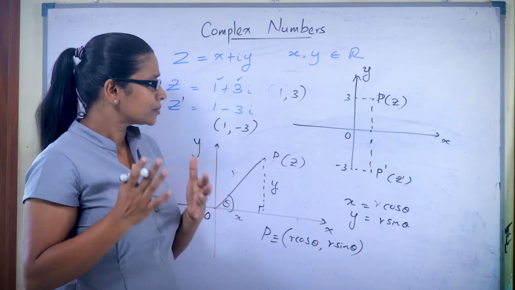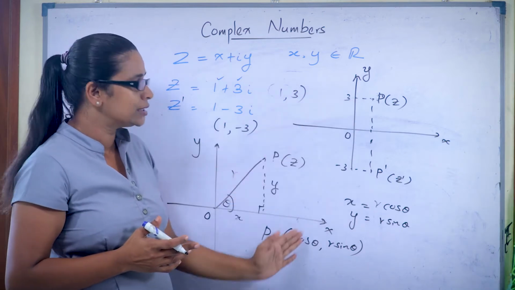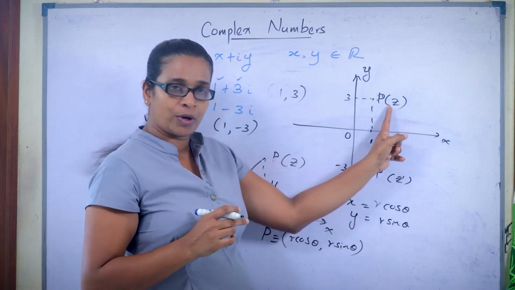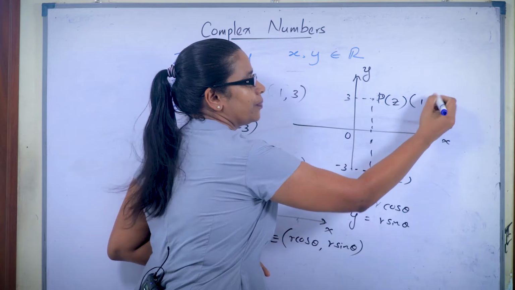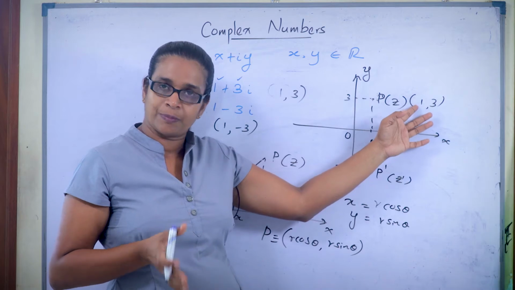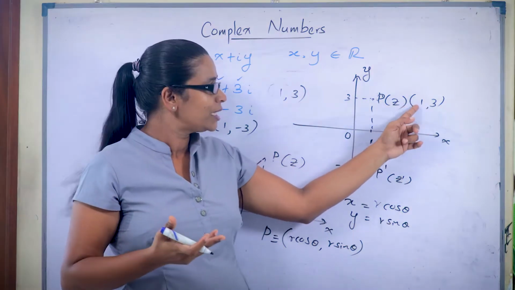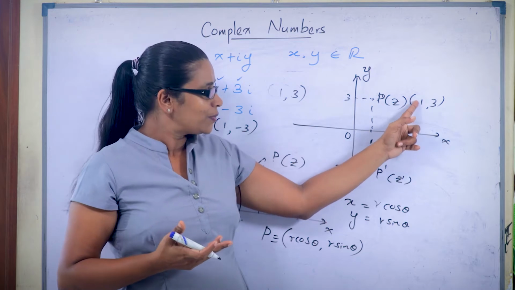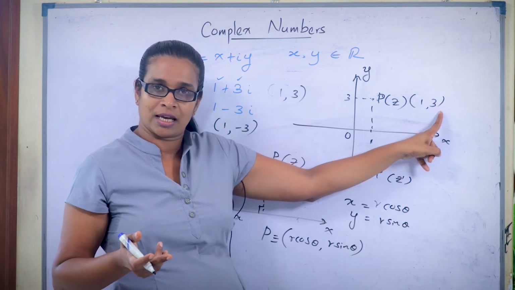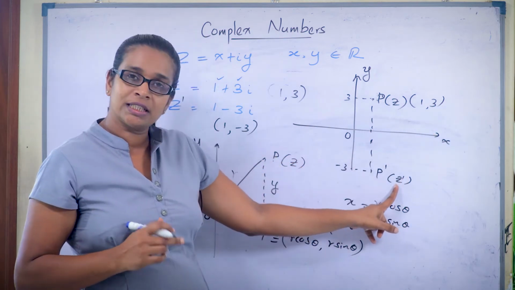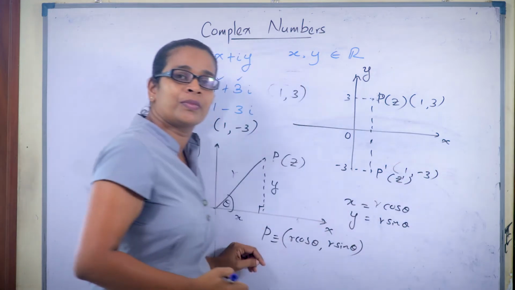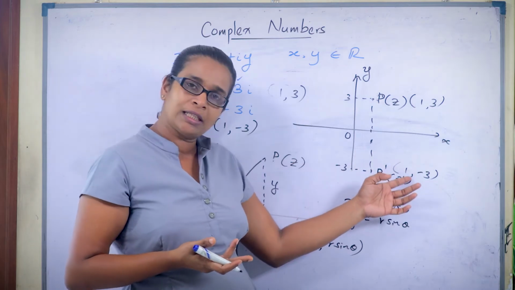Can you understand? So try to compare these two. Here the coordinates of this point were 1 and 3. 1 and 3 is the ordered pair of the coordinates of this point. Then what was the complex number represented by this point? It was 1 plus 3i, using the coordinates. If you consider this point P dash, the coordinates here are 1 and minus 3. So what is the complex number represented here?